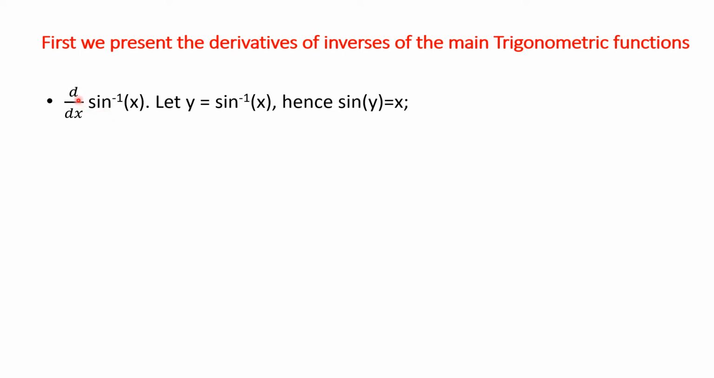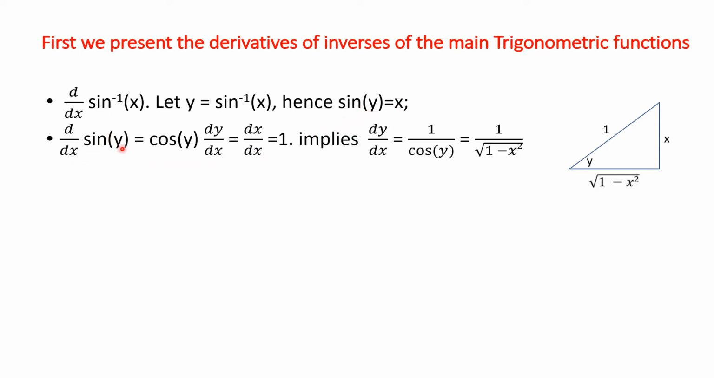The derivative of sine inverse of x: let y equal sine inverse of x, hence sine y equals x. Now we will use this triangle which has an angle equal to y, and the sine of this angle is the opposite divided by the hypotenuse, equal to x. Now that we have sine y equal to x, let's take the derivative of both sides with respect to x. The derivative of sine y with respect to x is cosine y dy by dx, and the derivative of x with respect to x, d by dx, gives us 1.